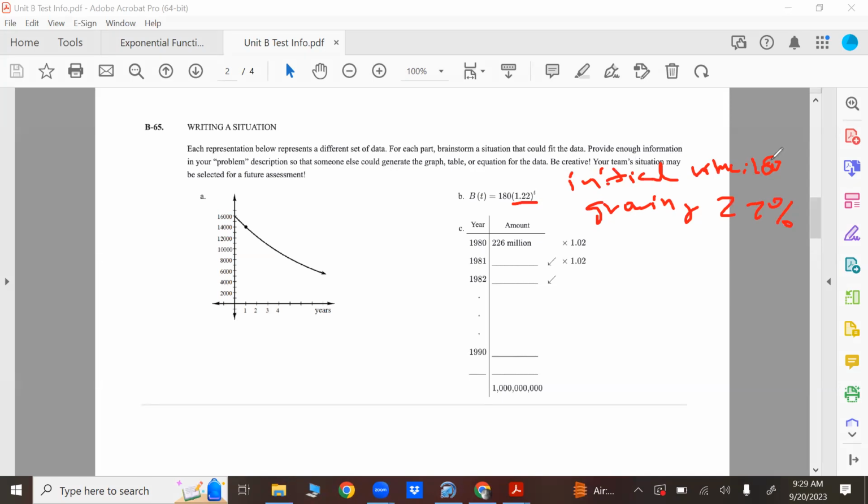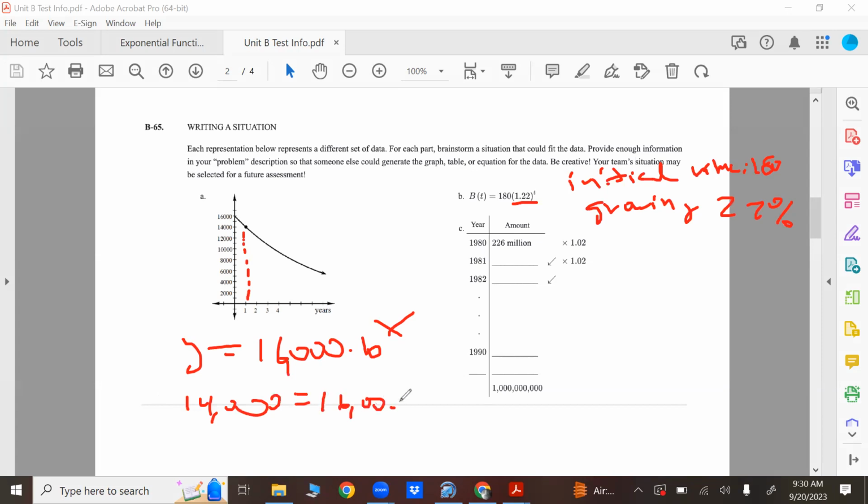school, for that matter. For A, that's 16,000, and then after 1 year, looks like you're down to 14,000. If you were to make an equation, it could look like this, right? But how would I solve for B? What would I do? Plug in another point. Exactly, and then solve for B. Because in this case, you get B to the 1 power, which is just linear.